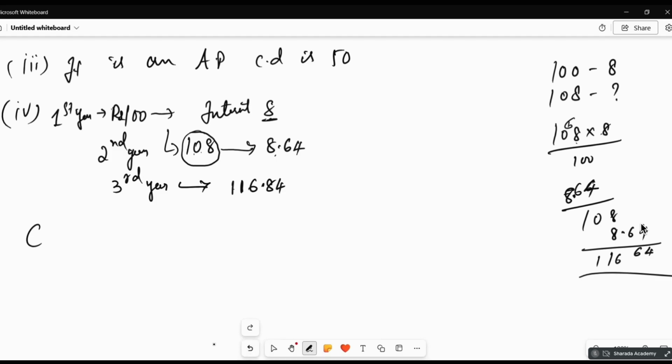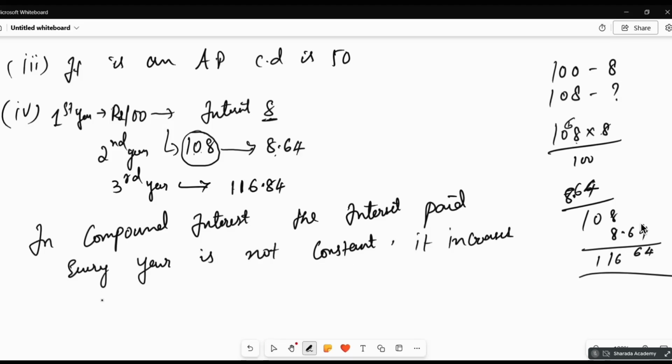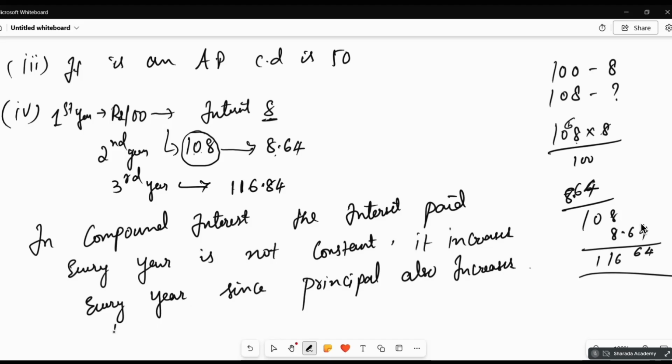In compound interest, some formula is there to calculate directly. I've forgotten, just check. Write this. In compound interest, the interest paid every year is not constant. It increases every year, since the principal also increases. Hence, it is not an AP.